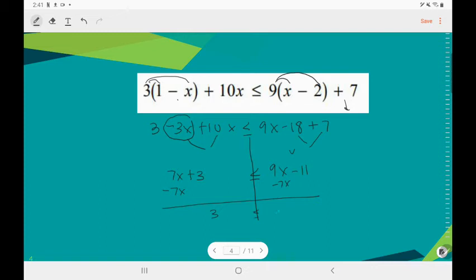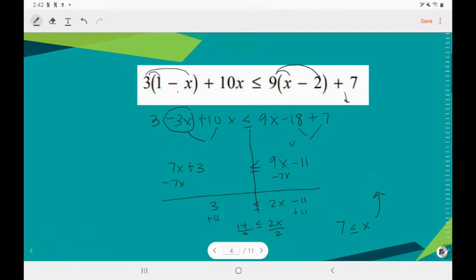3 is less than or equal to 2x minus 11. Then I'm going to add 11 to both sides. I end up with 14 is less than or equal to 2x, divided by 2. Divided by 2, that gives me a final result of 7. And this time, it doesn't matter what order I write this in. 7 is less than or equal to x. If you don't like the variable to come last, I'm going to rewrite it. X is greater than or equal to 7.